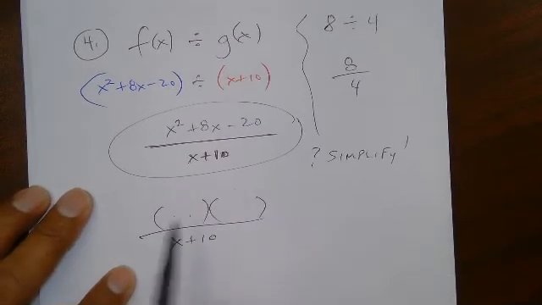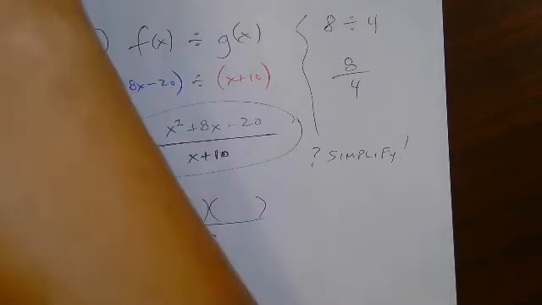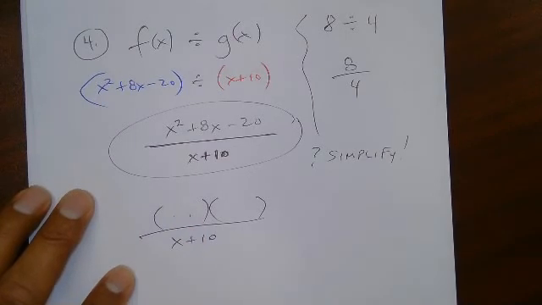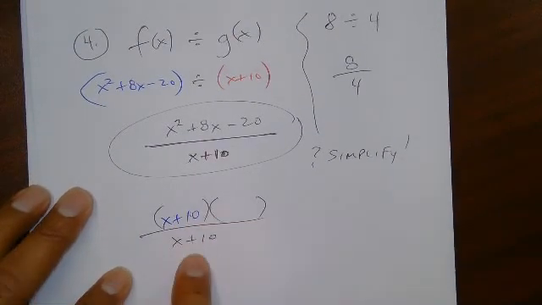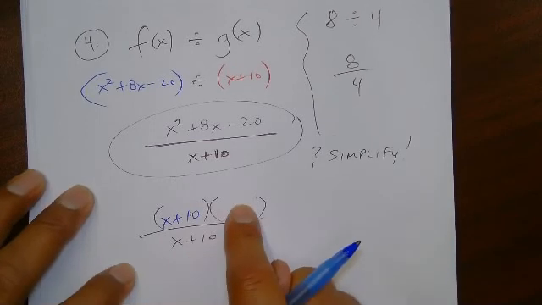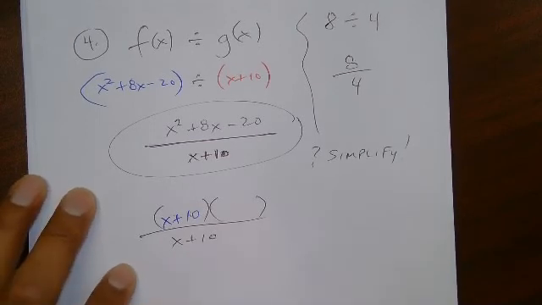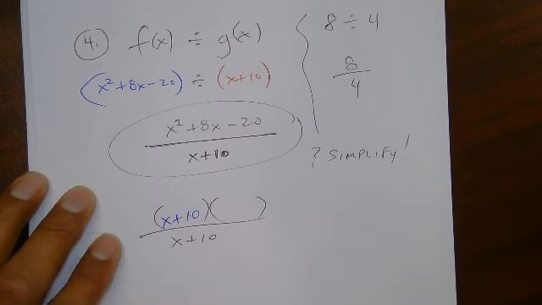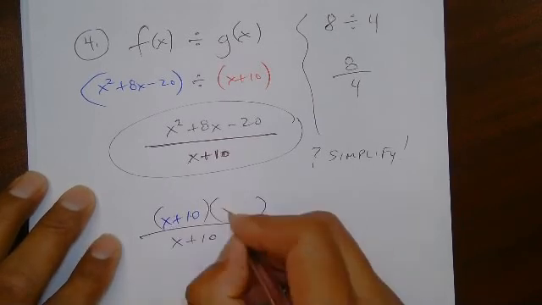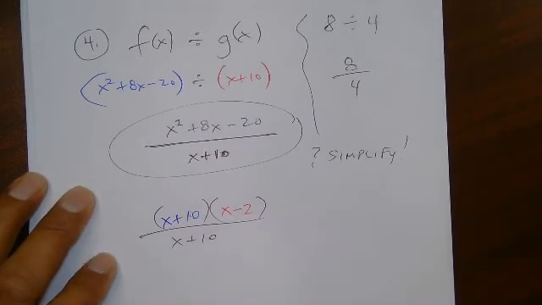Yeah, you better. So I'm telling you that one of the factors here is what? What's one of the factors here? X plus 10. These are going to match. Your job is to figure out what goes here. You guys remembering now? If you don't, go thank your Algebra 2 teacher right now.